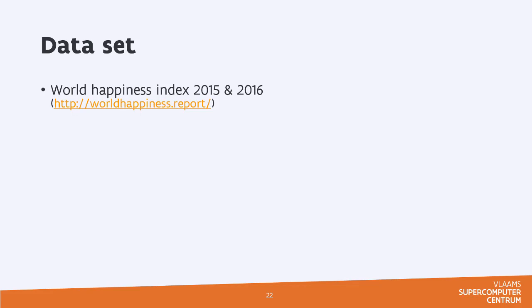The data set we're going to use is the same throughout, and it's the World Happiness Index. So that's basically a classification, or rather a ranking, of countries according to how happy their inhabitants are. And we're using two data sets, the one for 2015 and the one for 2016. We will be using 2015 for training and 2016 for testing purposes only, so we won't touch that during the training.